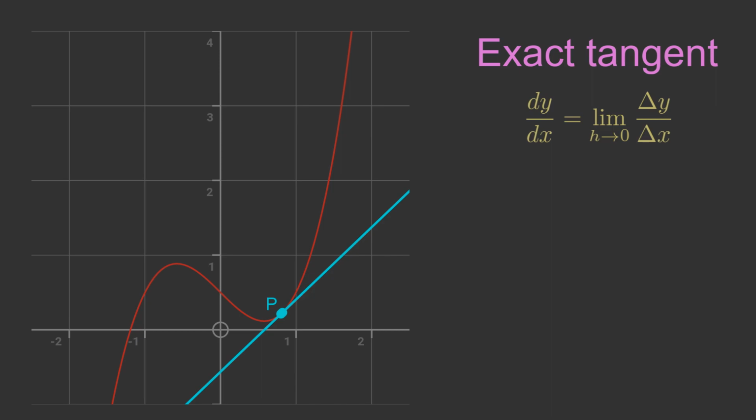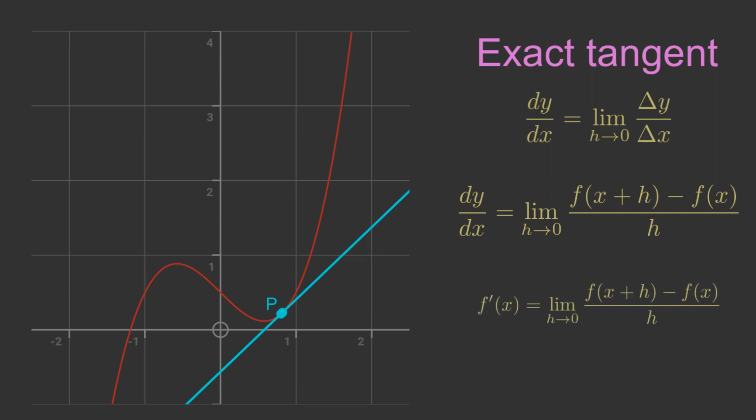The previous value we calculated for delta y was f of x plus h minus f of x, and the value for delta x was just h. Substituting these values gives this. This is the derivative of f of x from first principles. We can also write this using prime notation, where we use f prime to represent the derivative of f. So this equation means exactly the same as the previous one.